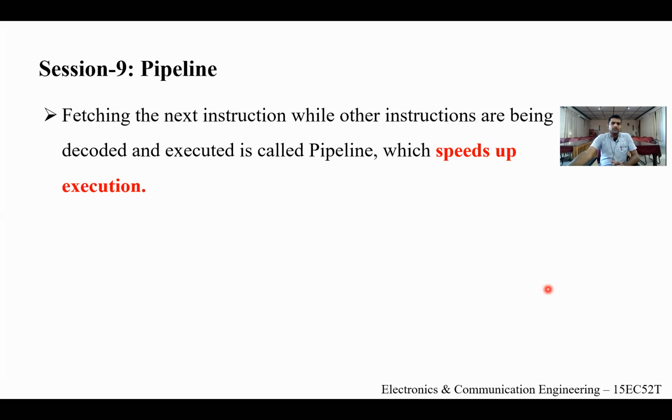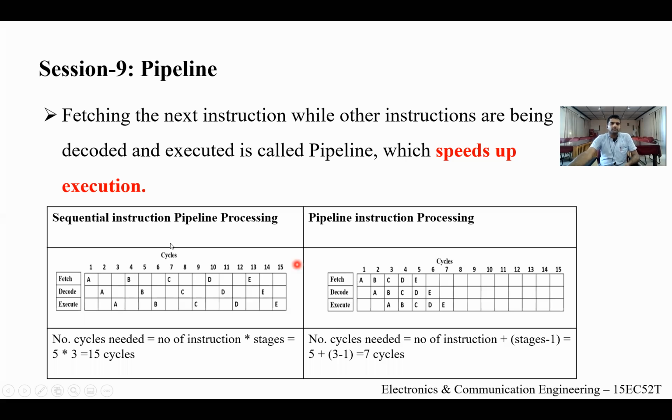Fetching the next instruction while another instruction is being decoded and executed is called pipeline, which speeds up the execution process. This increases the performance of the system. Next we studied the comparison between sequential instruction processing and pipeline instruction processing. The number of cycles needed in sequential processing is the number of instructions times stages. The number of cycles needed in pipeline processing is the number of instructions plus the number of stages minus 1.